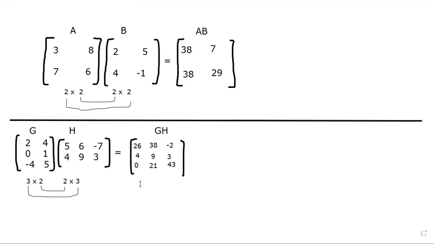So the main thing that we have to do is always check the dimensions to see the sizes of them. That's going to tell us if we can do the problem, and the outside numbers are going to give us the dimensions of our resulting matrix.